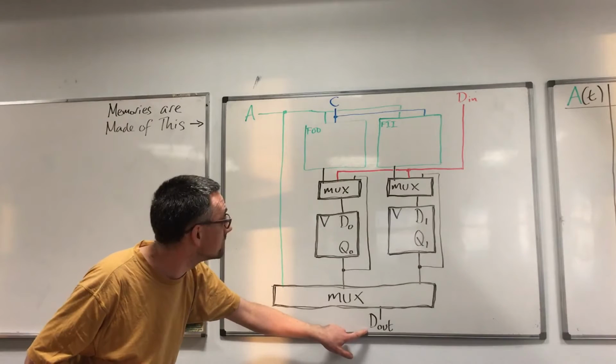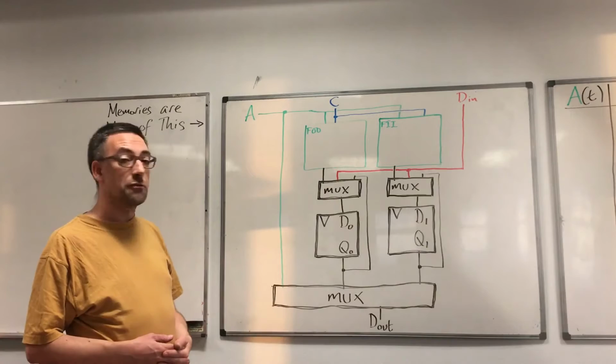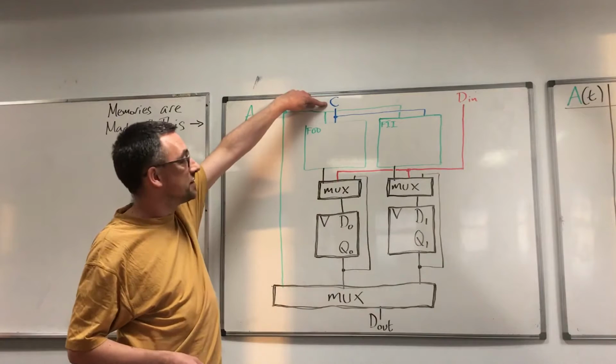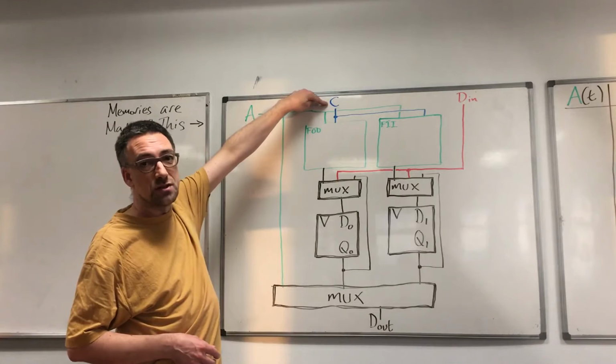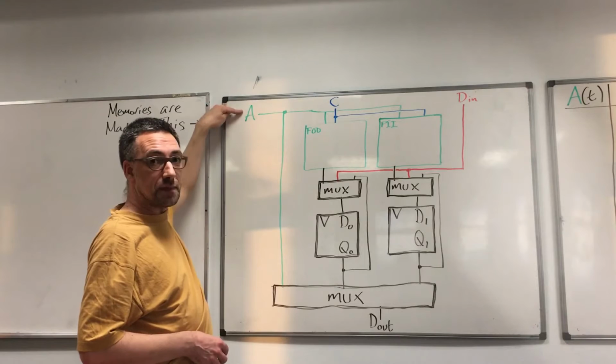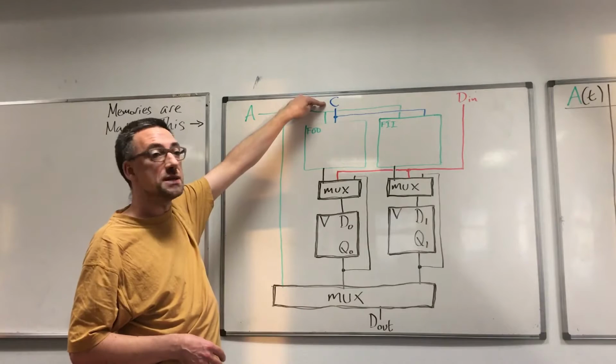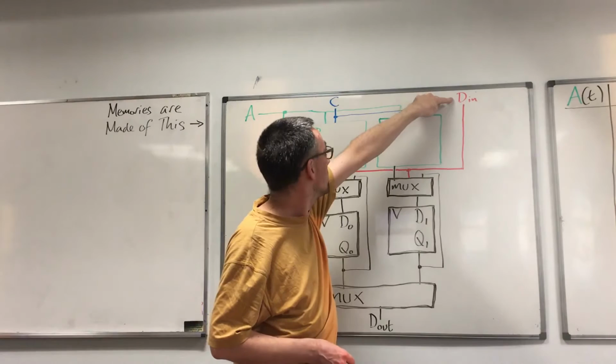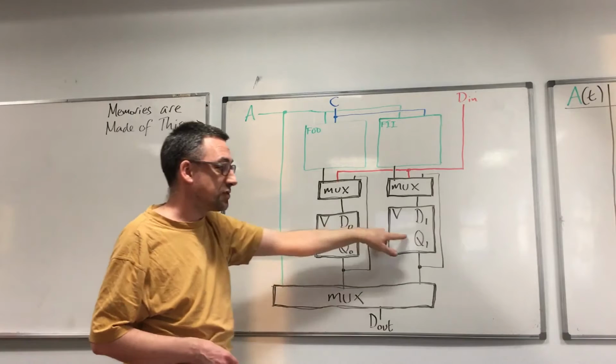However, the memory is not just read-only. The memory can also be written, and the read-write functionality is controlled by this line, the C signal, C for control. If C is 0, we're supposed to be just reading the memory, whichever bit is selected by the address line. If C is 1, we're supposed to update one of the two bits of the memory, taking the value from the DIN, data input line. If C is 1, the address signal tells us which of these two to update.